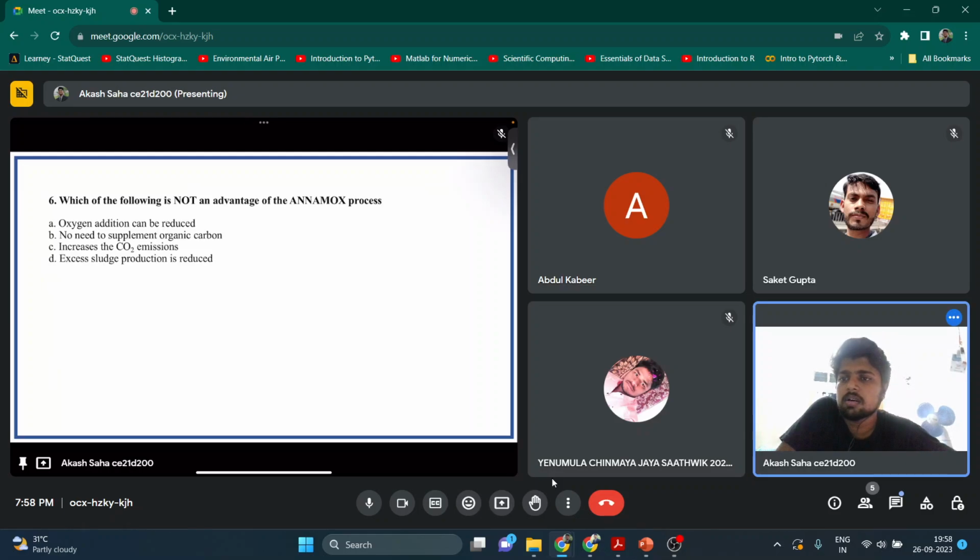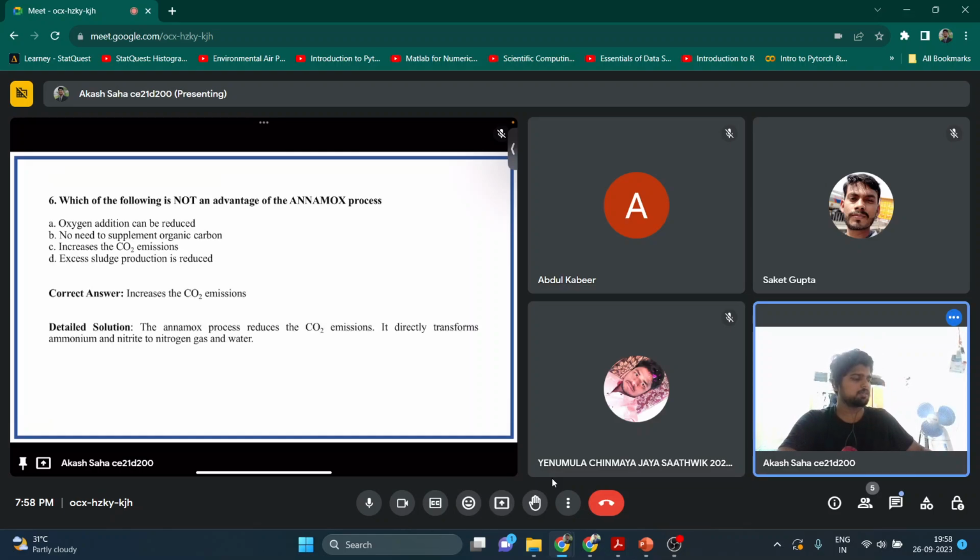And in other processes, much of the sludge is produced, whereas in the NMOX process, very little sludge is produced. It also decreases the CO2 emissions. So option C is correct. Increasing CO2 emission is not an advantage of the NMOX process. Okay.